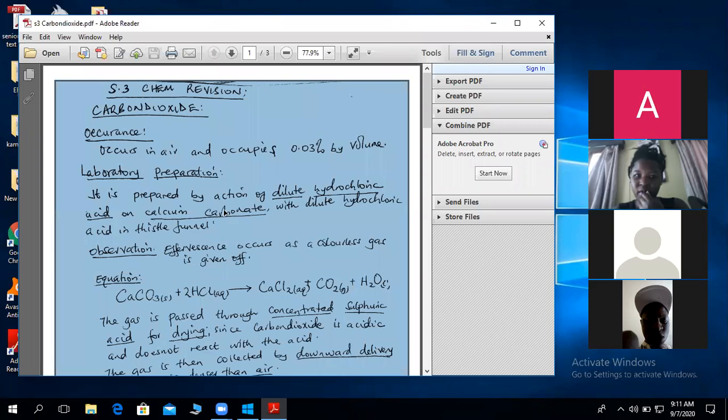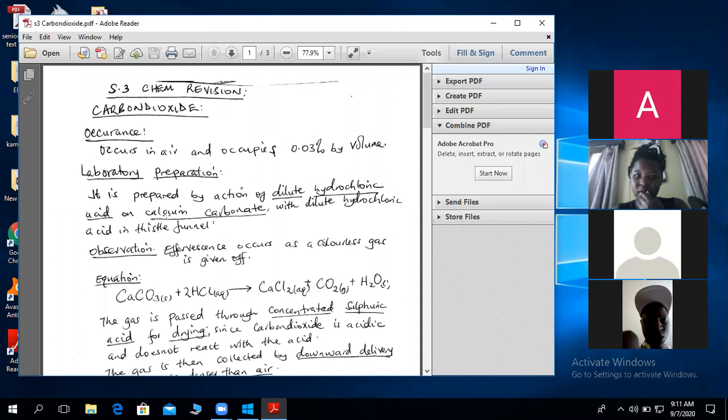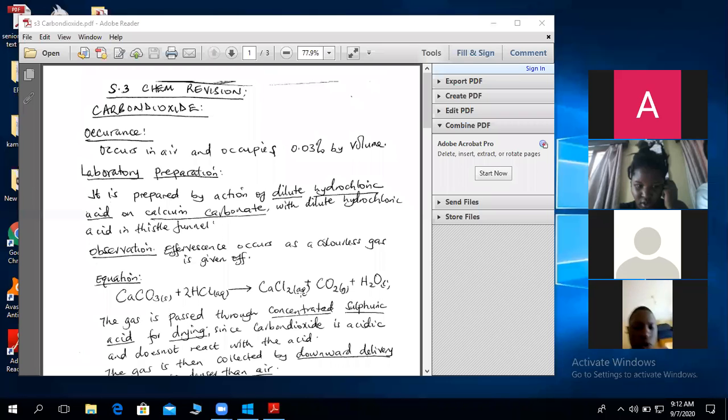Now, we have now given the raw materials from which the gas is prepared, that is calcium carbonate and dilute hydrochloric acid. We have written the equation. So what do we need now? We now need to give the method. How is the gas collected? The gas is collected by, no, before we collect the gas, we now talk about how the gas is dried.